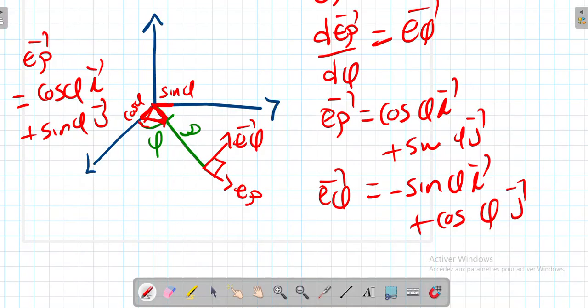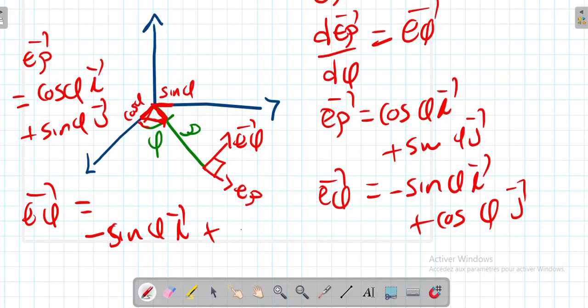Then you can find e phi. You can deduce e phi from finding a derivative of e rho, which is going to give us negative sine phi e plus cos phi g. So you can look at my previous video on polar coordinates if you want to understand further how we found e rho and e phi. So this is just a summary on how we found that.